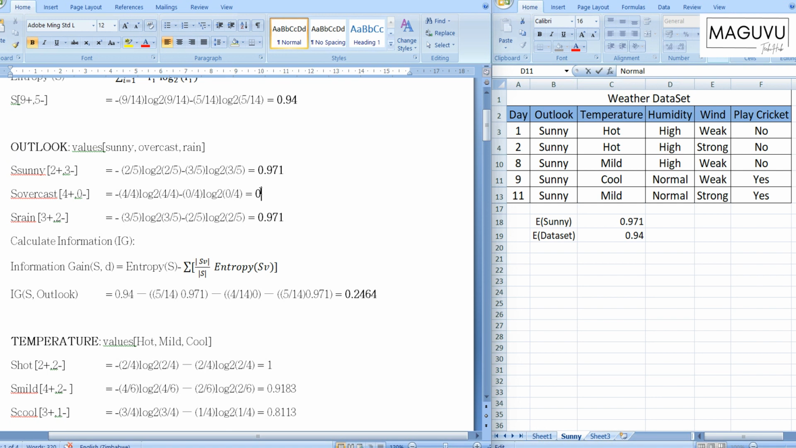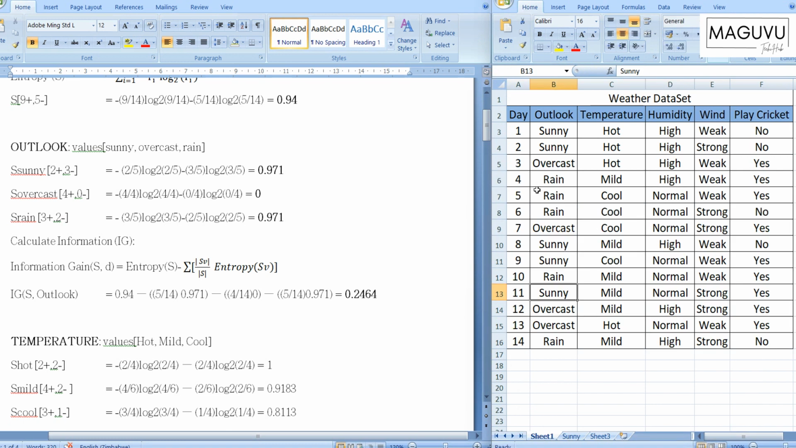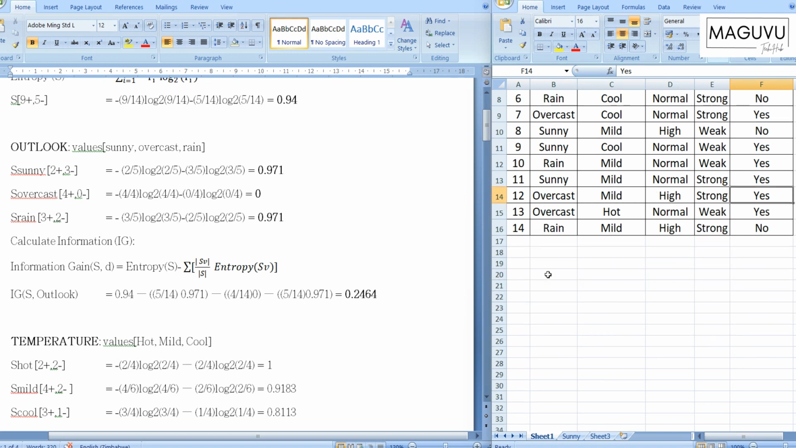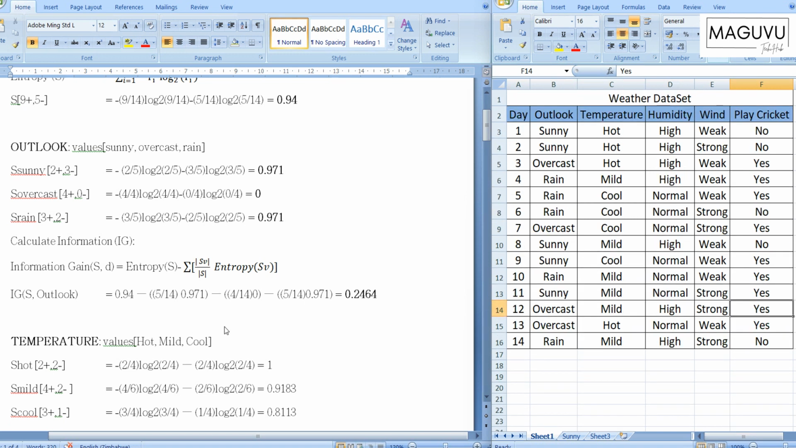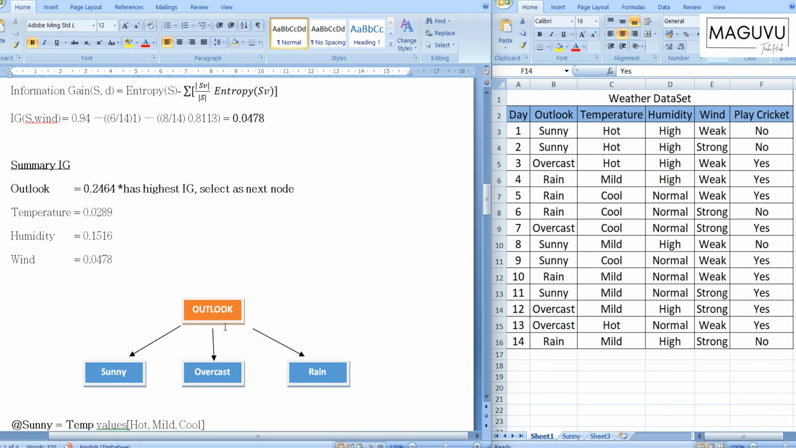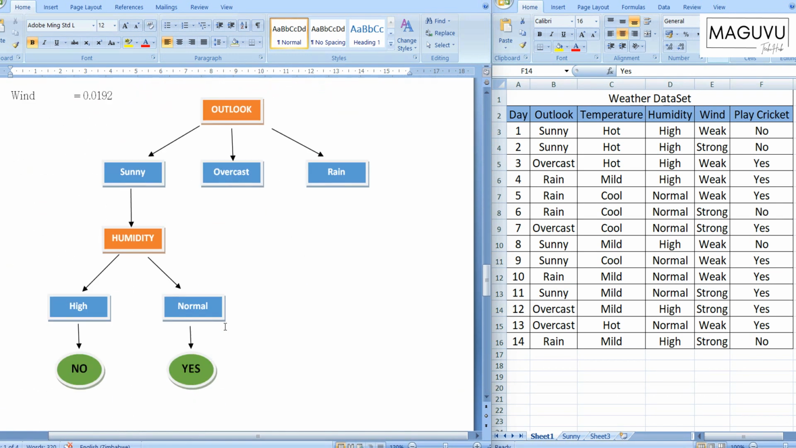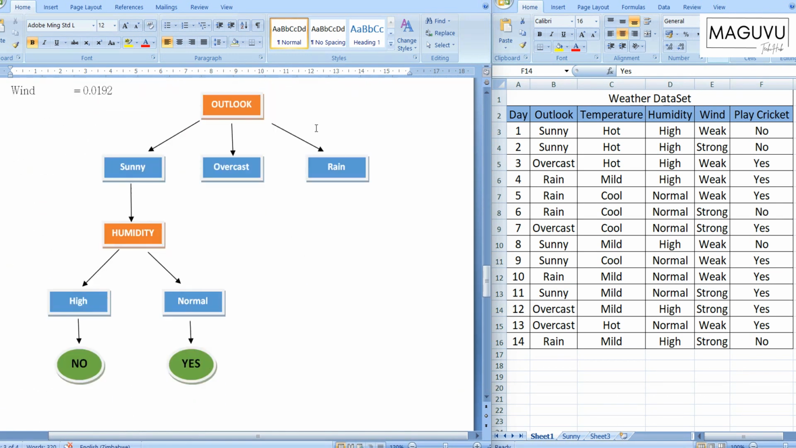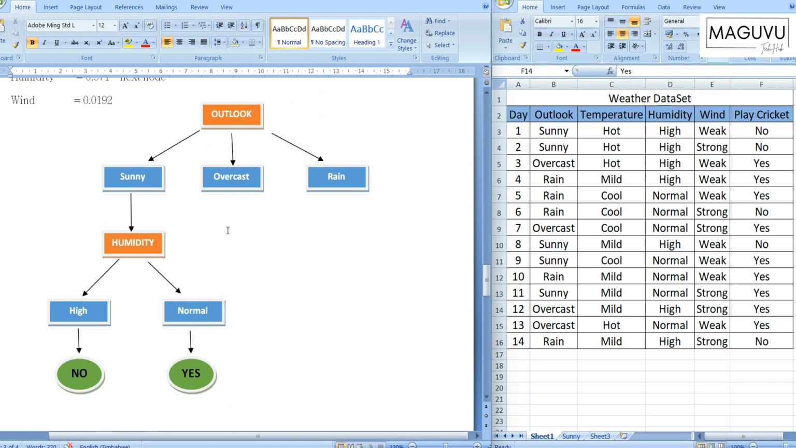We cannot further split. So what we just need to do is to go to the whole data set and see what happens when there is an overcast Outlook. Cricket was played, overcast, cricket was played, overcast, cricket was played. So we cannot further split that. Considering those values, it means that in our node tree, at overcast we are going to play cricket, right?